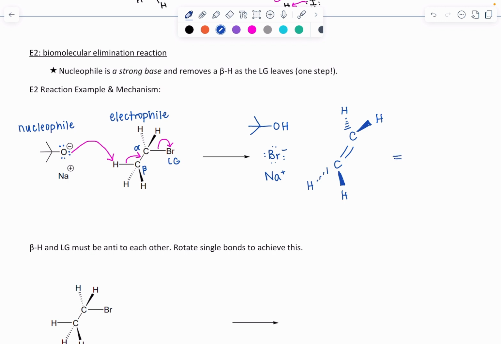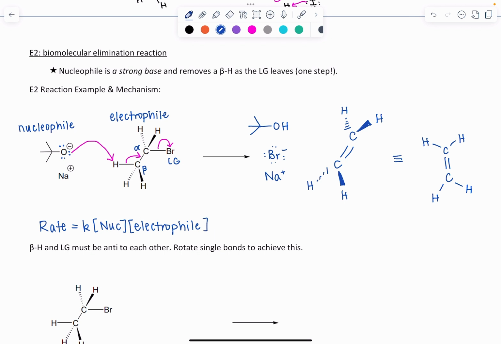You could draw this product without wedges and dashes, and it would just look like this, and that's fine as well. And so there's the E2 alkene product. Because it's one step and both the nucleophile and electrophile are part of that step, the rate of this reaction is equal to rate constant times the concentration of the nucleophile times concentration of the electrophile. And that's the E2 mechanism.